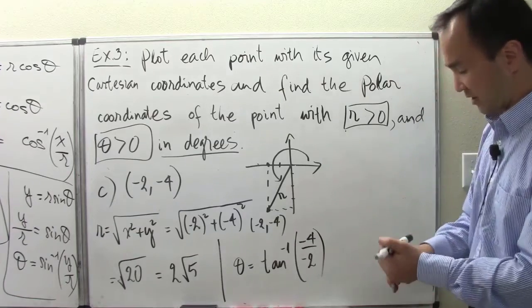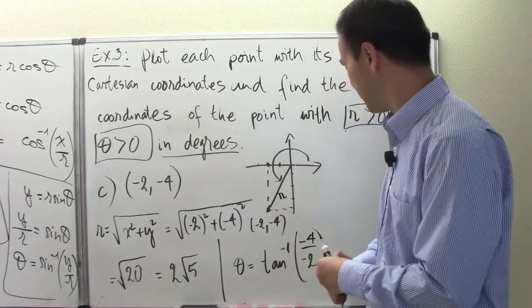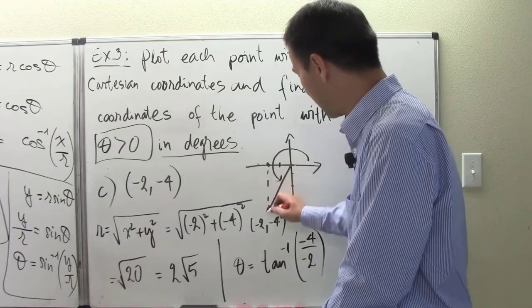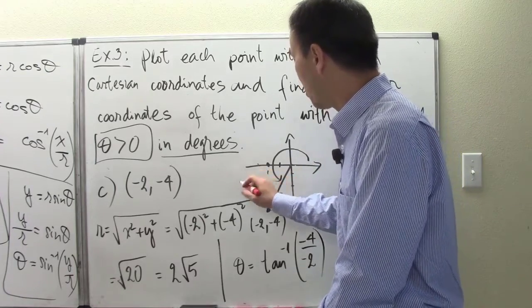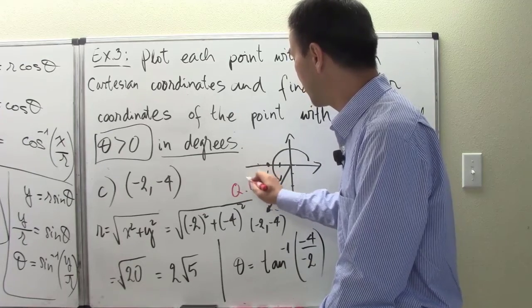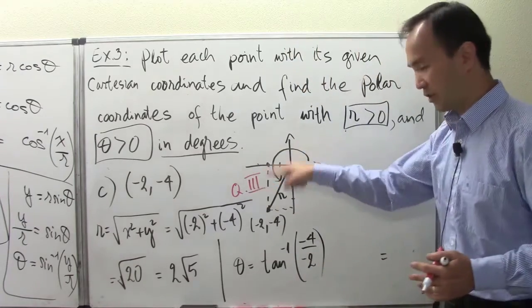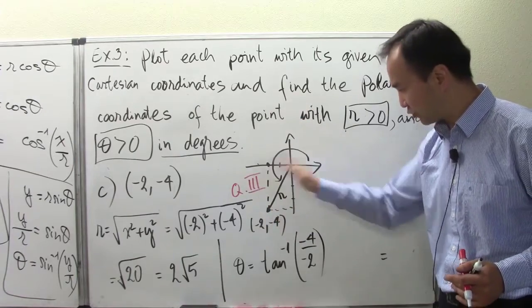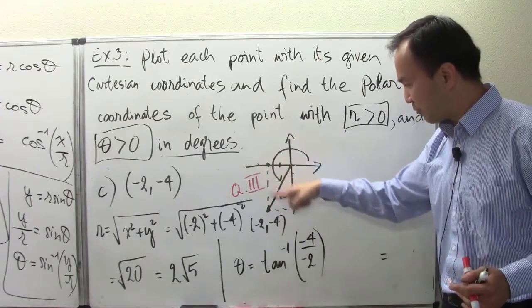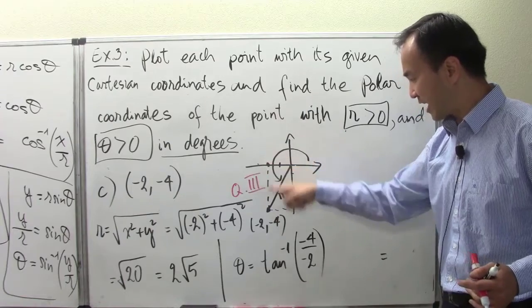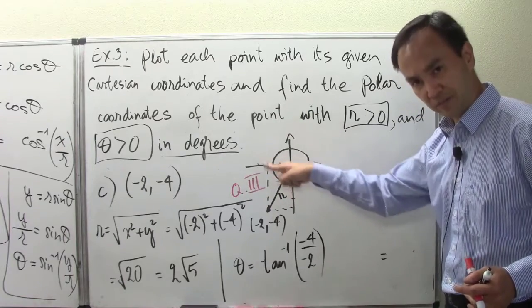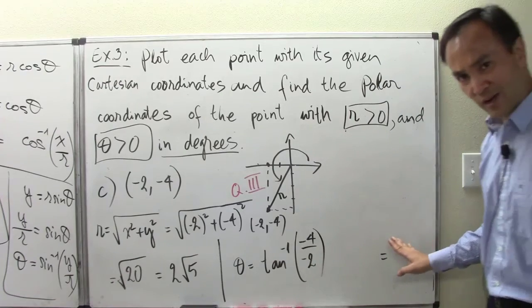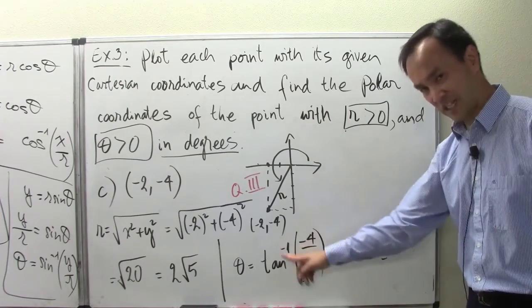Before I actually get to the calculation, we notice that the point we plotted is in quadrant 3, so the angle should be somewhere between 180 and 270 degrees. Third quadrant. Let's look at what the calculator says for our tangent inverse result.